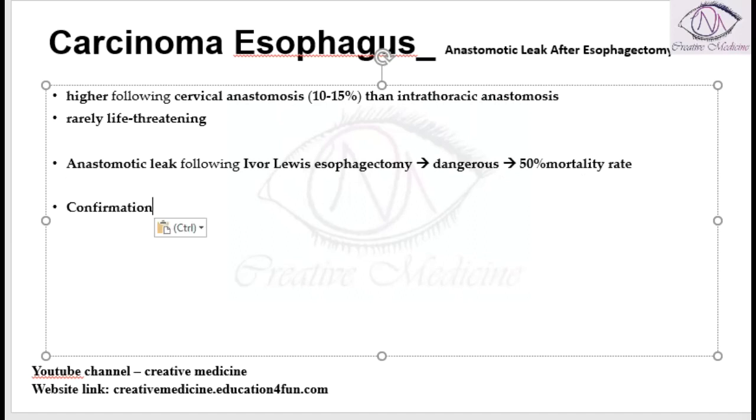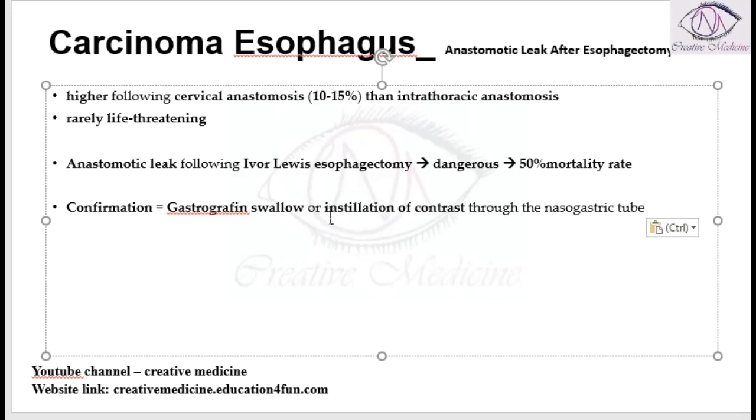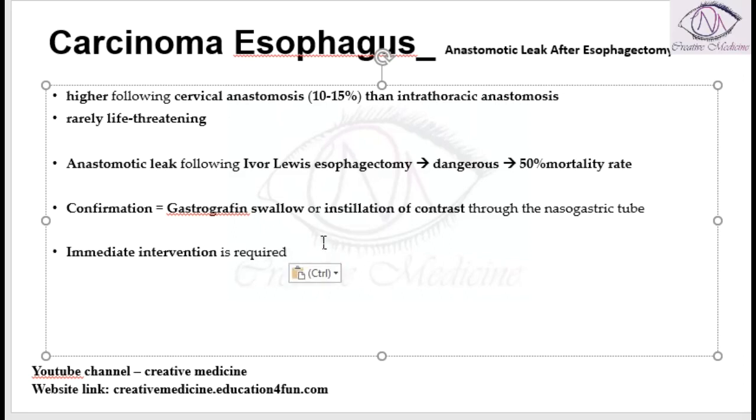Confirmation of the anastomotic leak can be done by a contrast study with the help of a gastrografin swallow, or we can instill the contrast through the nasogastric tube. We can confirm the presence of anastomotic leak. Immediate intervention is required in this case.